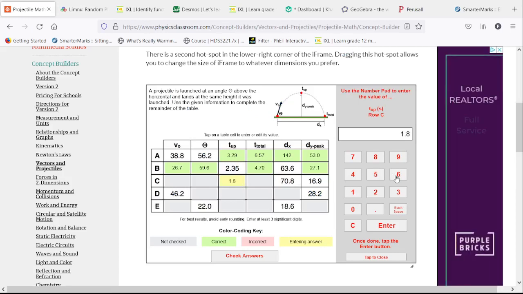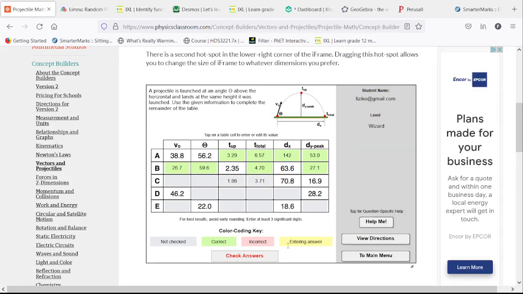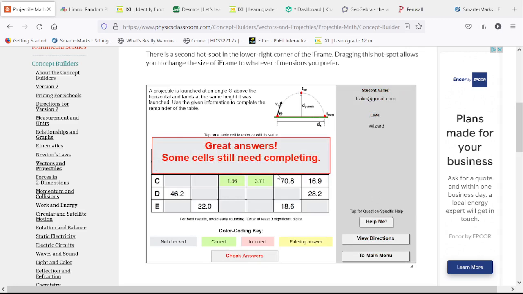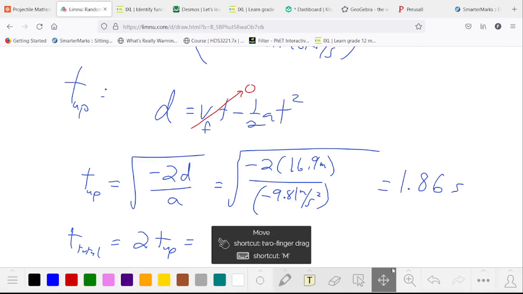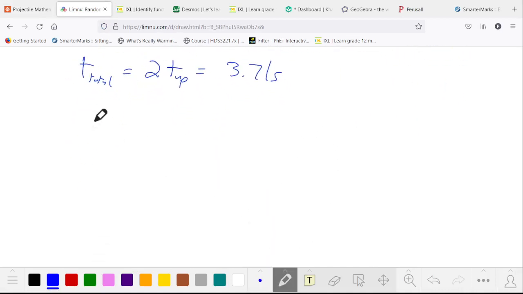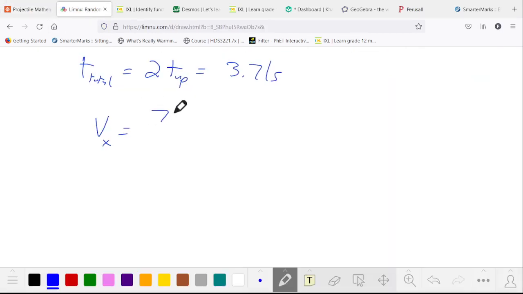We have 1.86 and 3.71. So that figures out our time. All we have left now is to figure out our initial velocities. So the Vx is a lot more straightforward than the Vy. That is going to be 70.8 meters divided by 3.71 using all the digits seconds, or 19.07126126 meters per second, roughly 19.1.